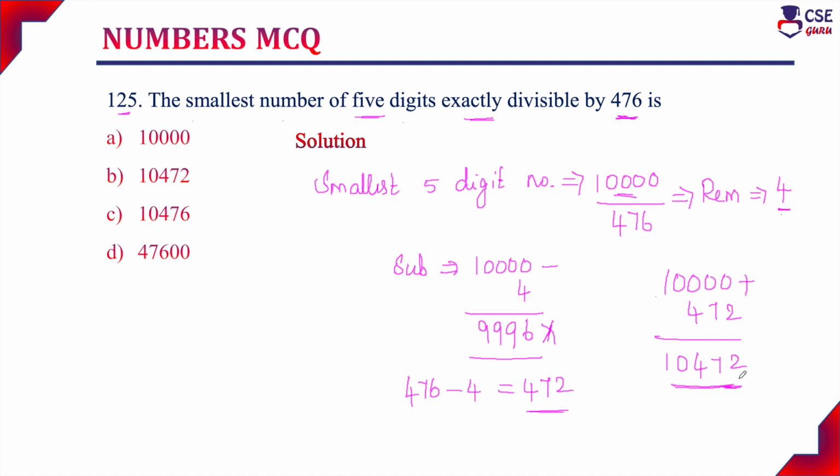Then we will get the correct answer. Okay. So the correct answer is option B, 10472. And this number is exactly divisible by 476.